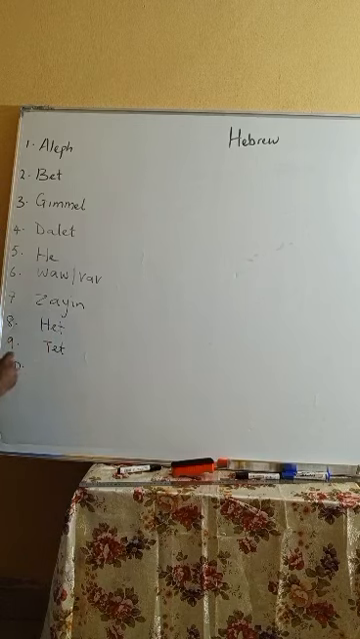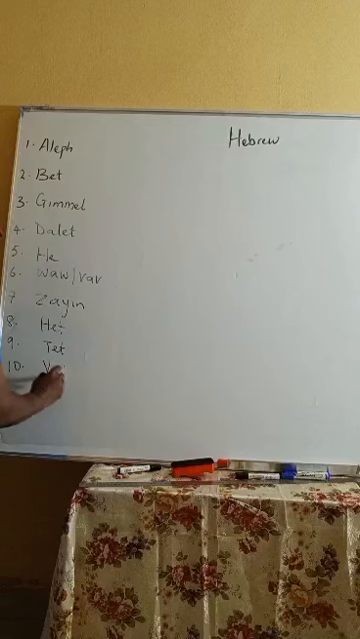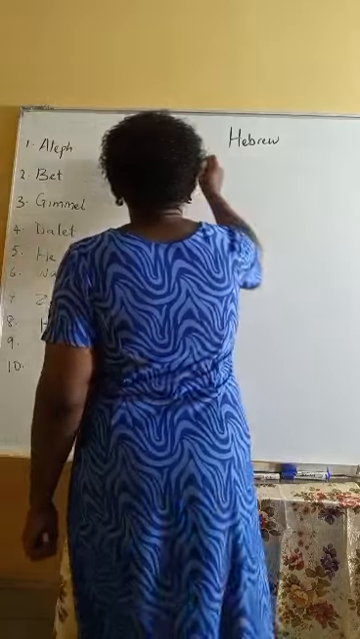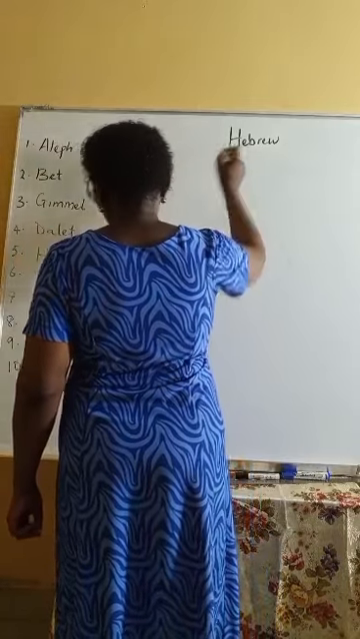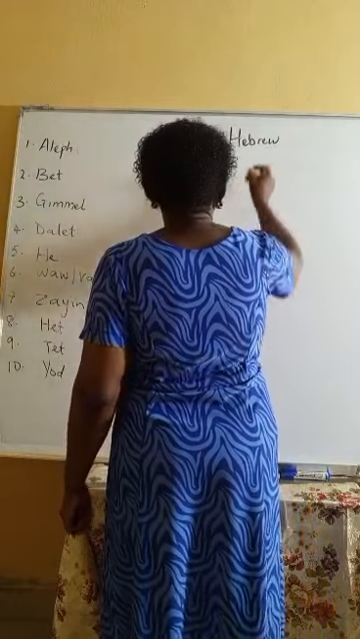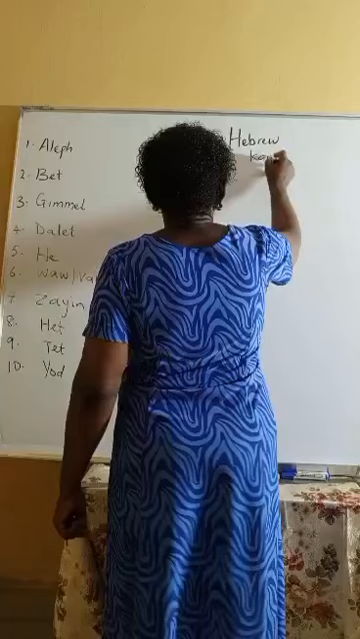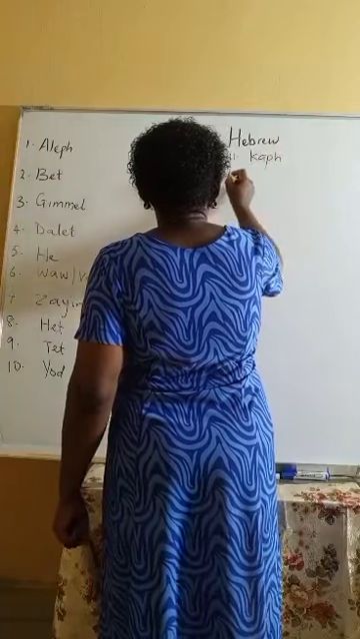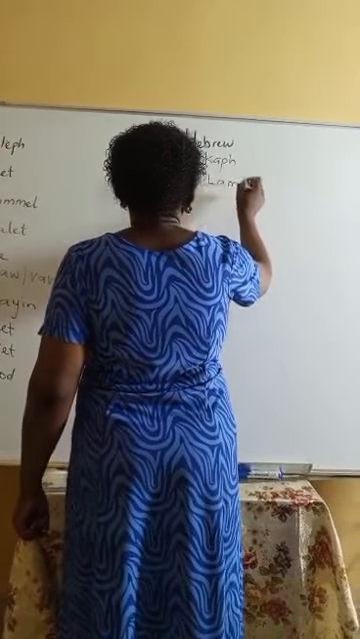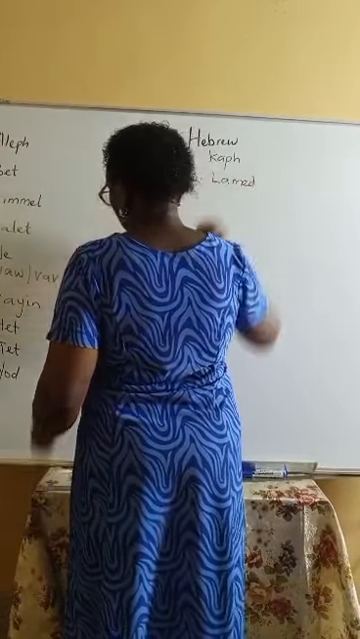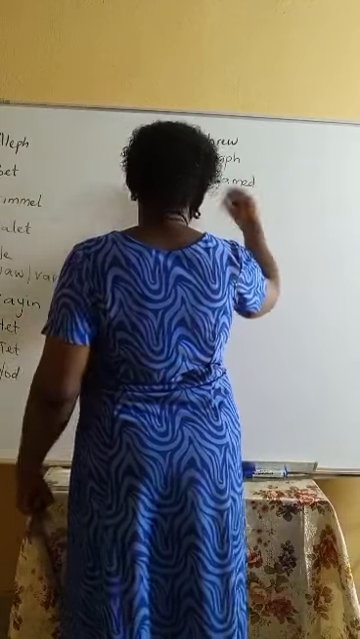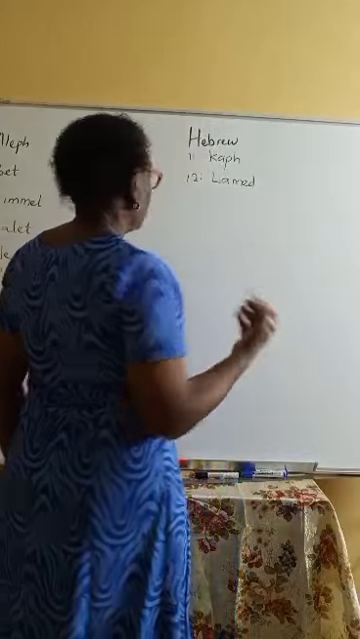The 10th one is Yod. Let's have our number 11 here. The 11th, after Yod, is Kaf. Following Kaf is Lamed. Some may put an H here, and I will explain later why they put H. But if you don't put H, it's still okay.